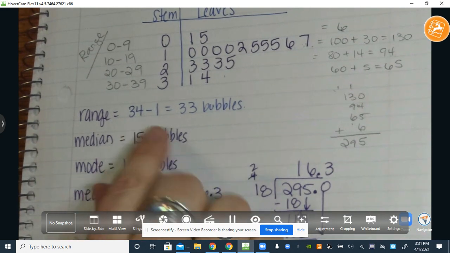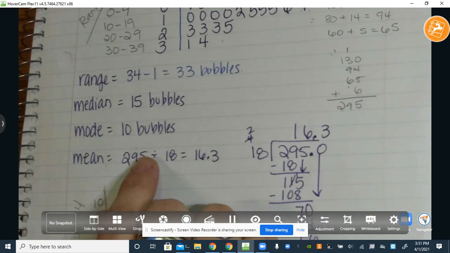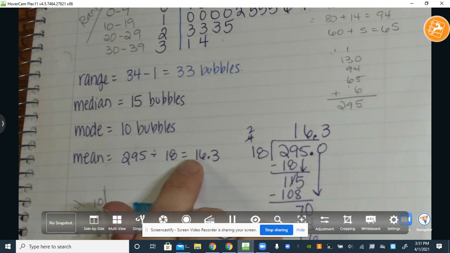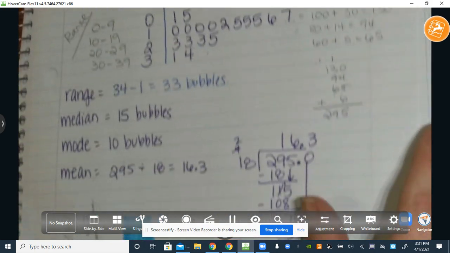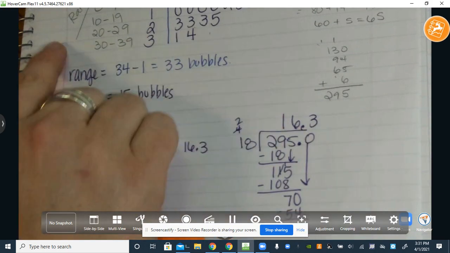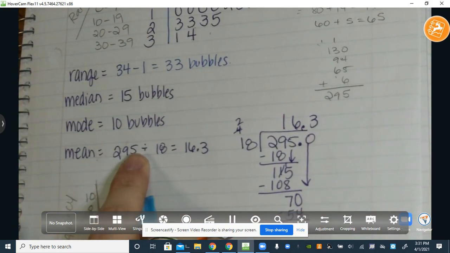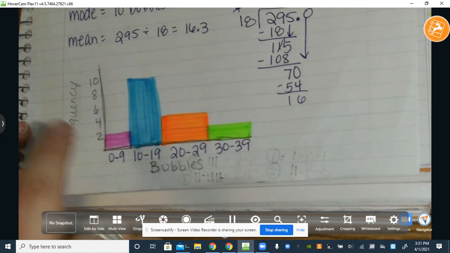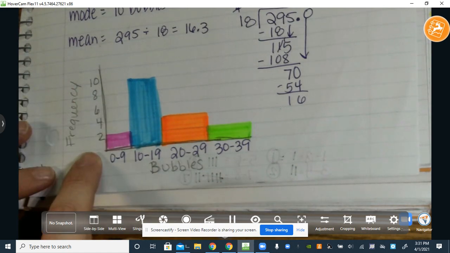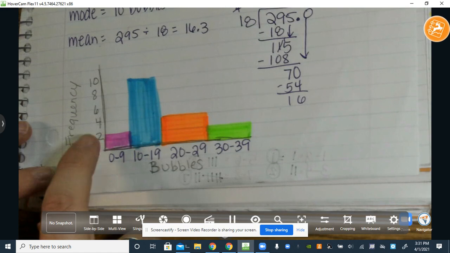We found the mode. The mode was 10 bubbles, and for the mean, we added them all up and divided by how many, and we got that the mean was 16.3. So with all this information in our stem and leaf plot, we are able to find all 4 measures of center. Now, with our frequency table down here, we did our frequency and we counted it in intervals of 2, so 2, 4, 6, 8, 10.